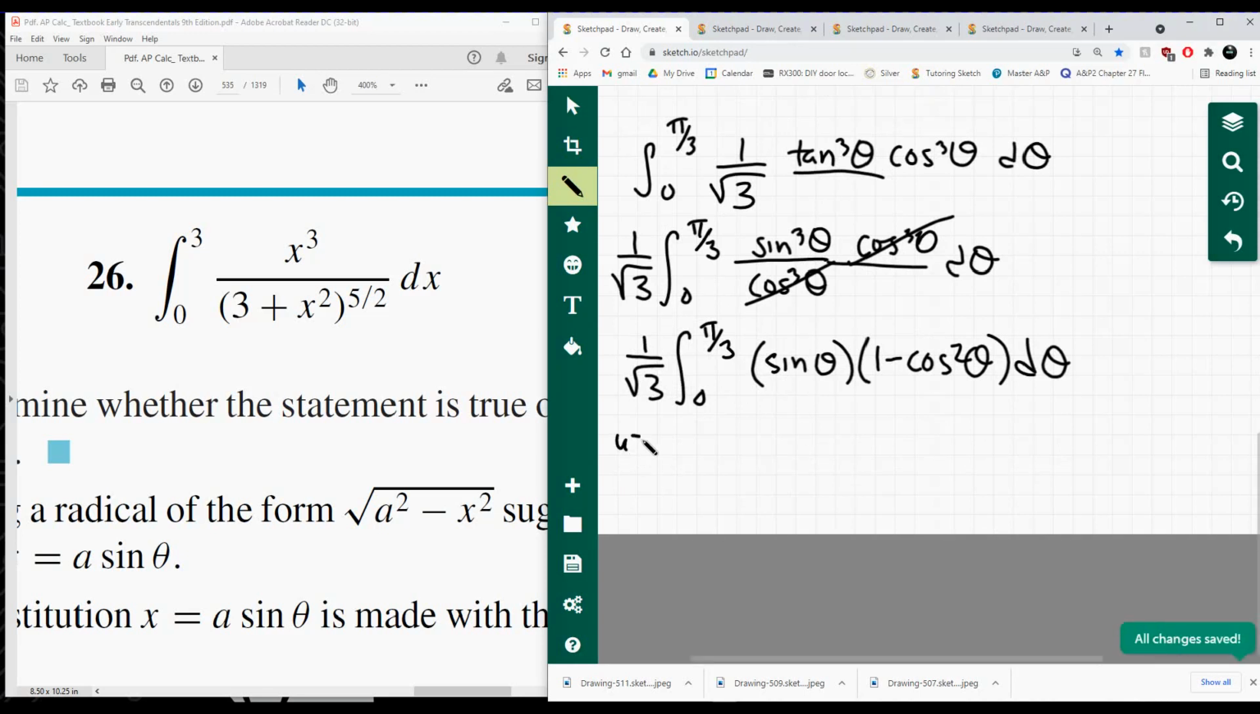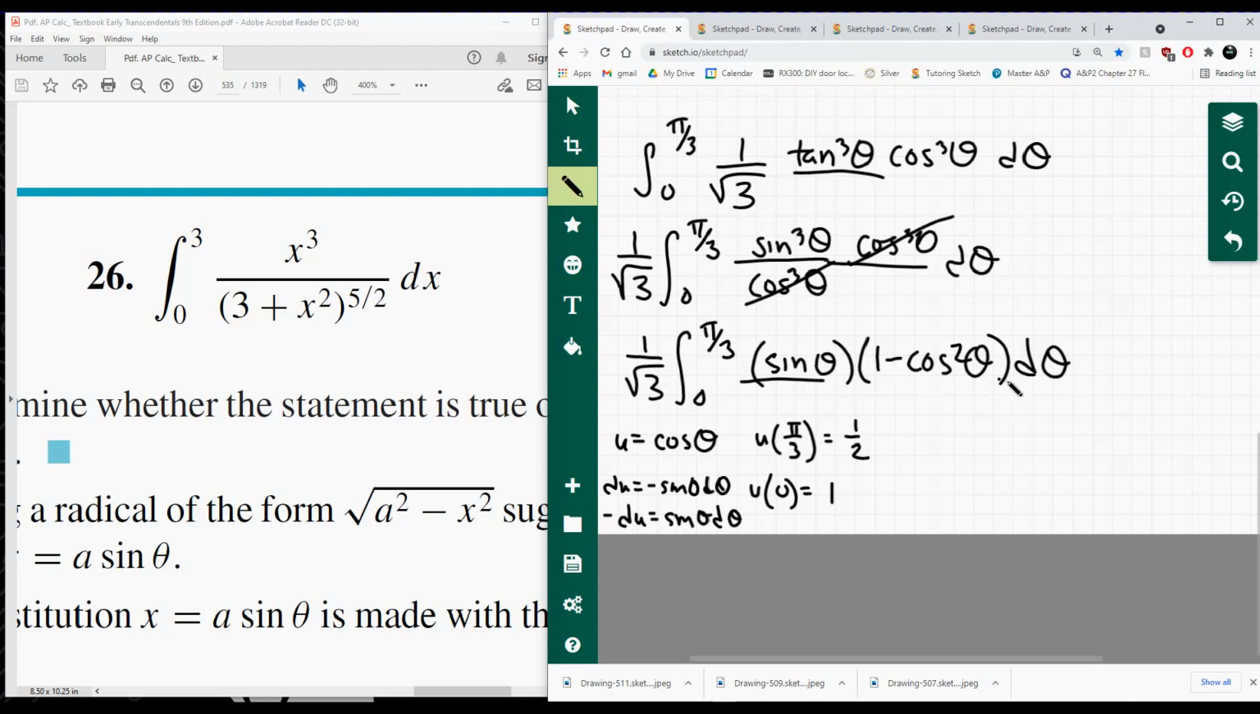So when we do u is equal to cosine of theta, the u for pi over 3, what is cosine of pi over 3? That's going to be 1/2. What is cosine of 0? Cosine of 0 is going to be 1. And so we have essentially changed the limits of this integral. We have du equal to negative sine theta d theta, in which case negative du is going to be sine theta d theta. So the sine theta d theta is going to be replaced with a negative du.